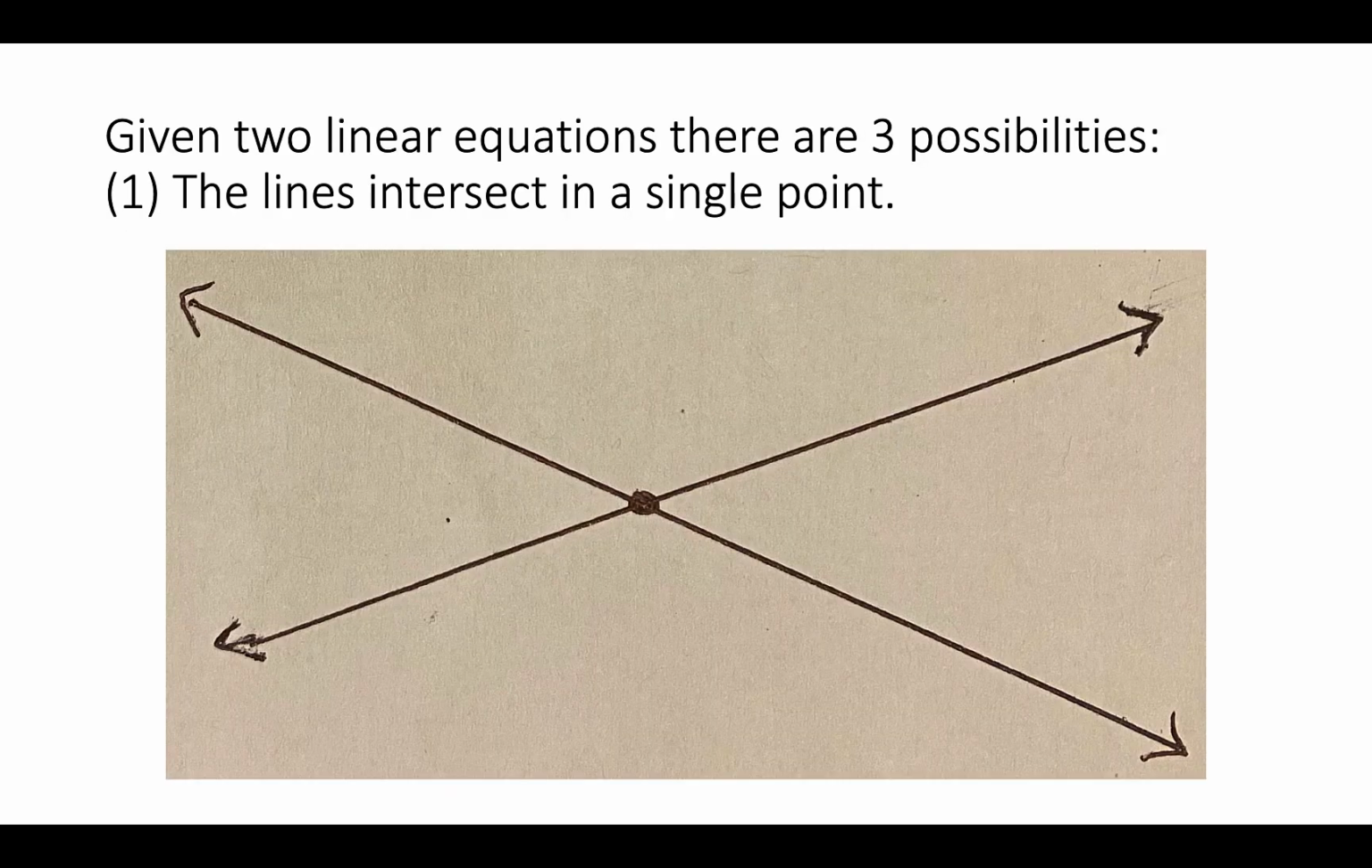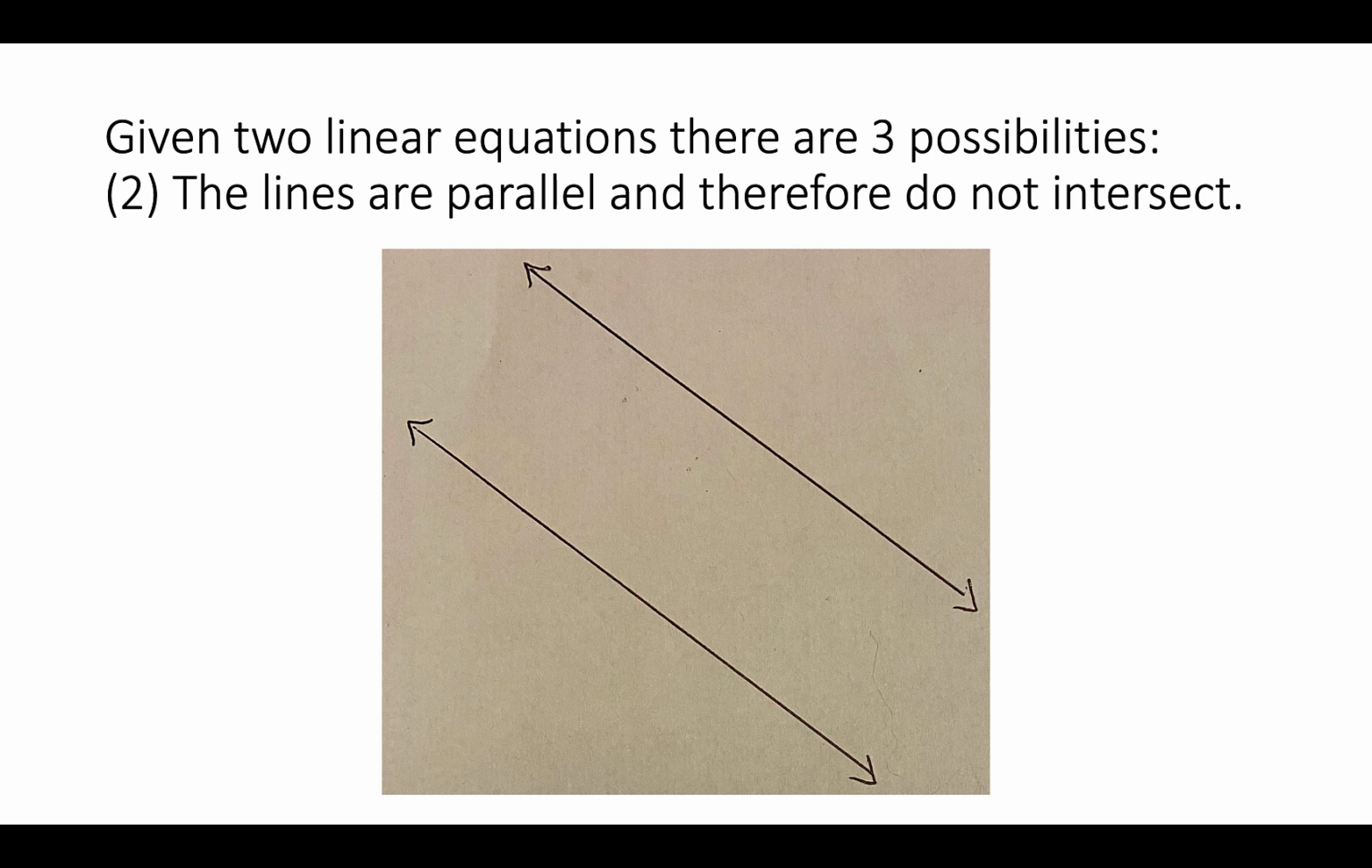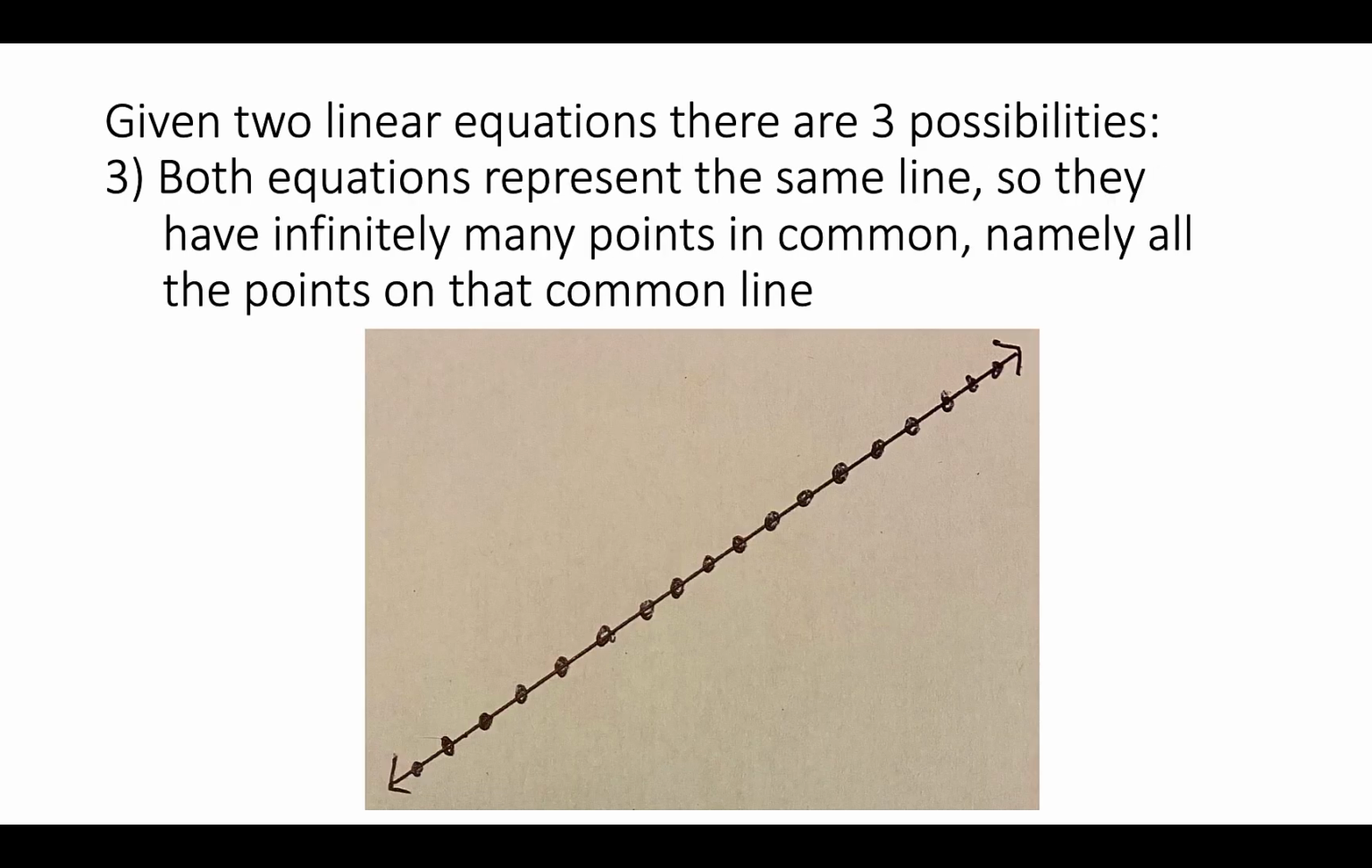Given two linear equations, there are three possibilities. 1. The lines intersect in a single point. The second possibility is that the lines are parallel and therefore do not intersect. The third possibility is both equations represent the same line, so they have infinitely many points in common, namely all of the points on that common line.